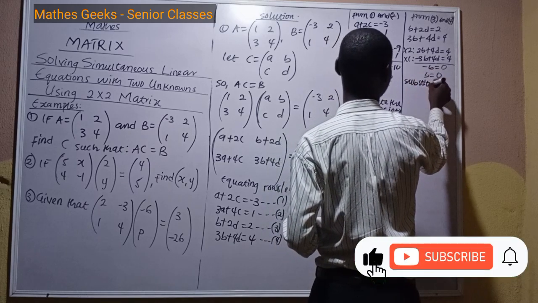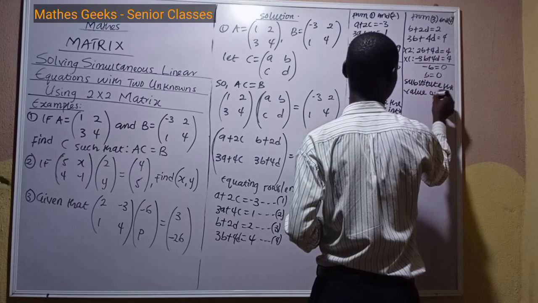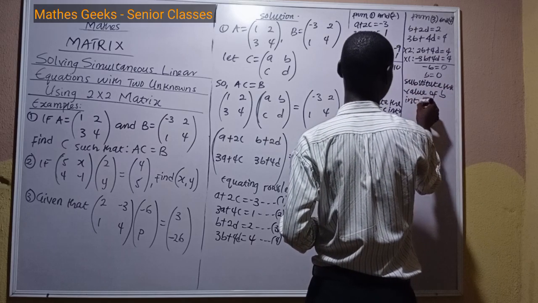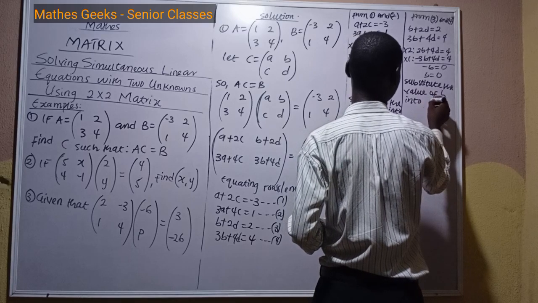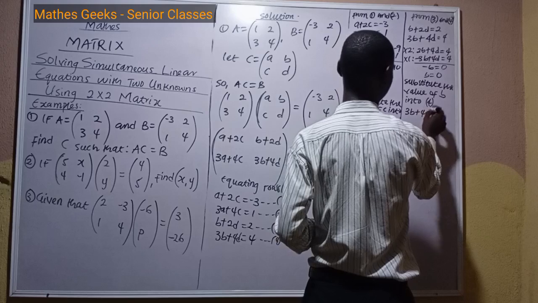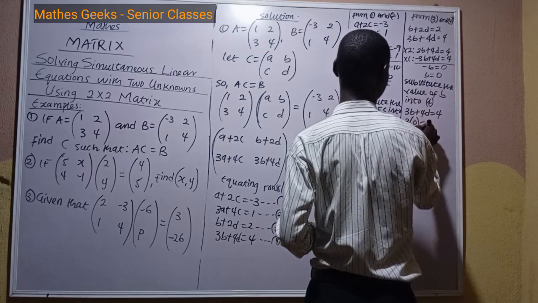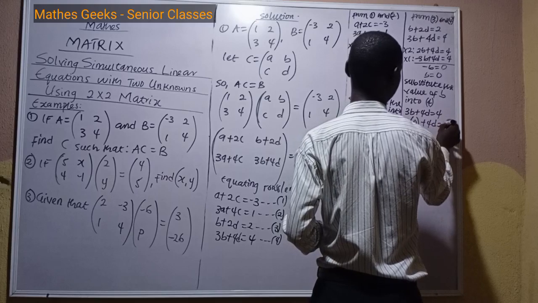Substitute the value of B into equation 4. So 3B plus 4D is equal to 4. Remember that B is 0.